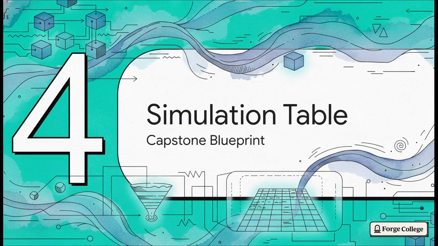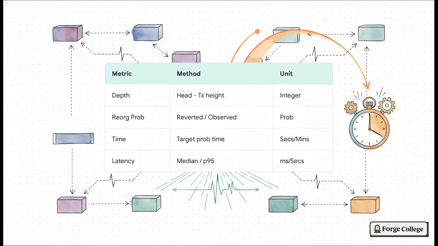Which brings us to part 4, the simulation table, your ultimate blueprint for the capstone project. Seriously, this table is your ultimate payoff. Memorize it, dream about it. It maps out your exact metrics, the method to calculate them, and the units they output. You've got your integer blocks for depth, your 0 to 1 probability for reorgs, your seconds and minutes for time to finality, and your propagation latency in milliseconds.